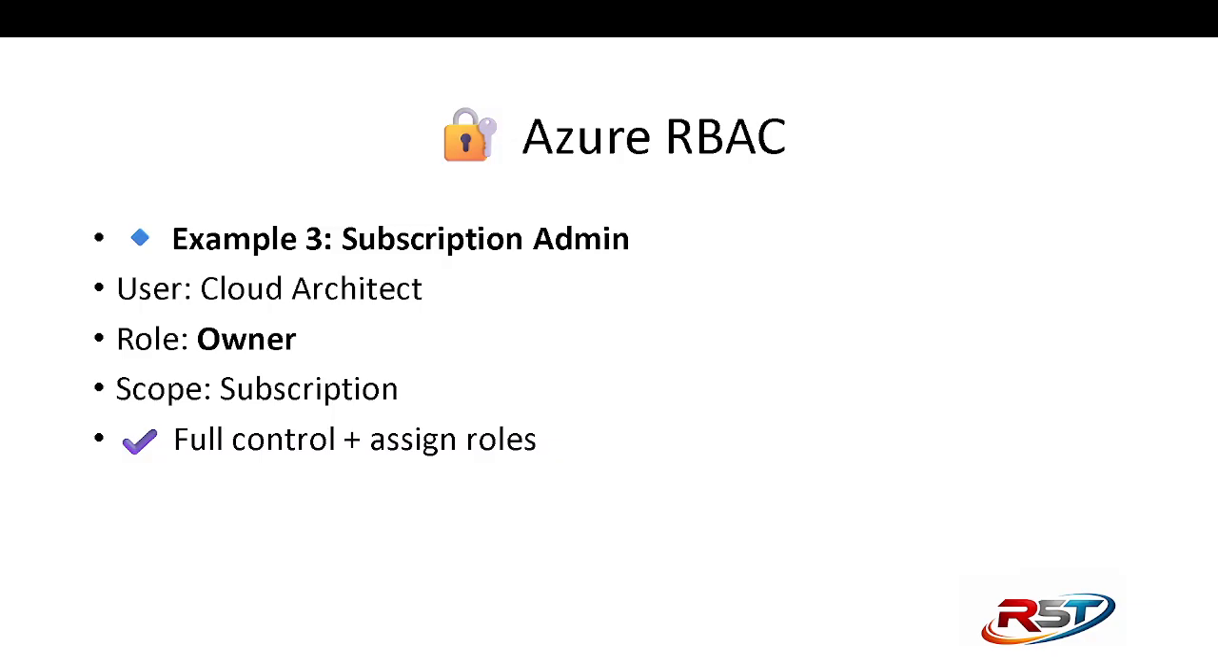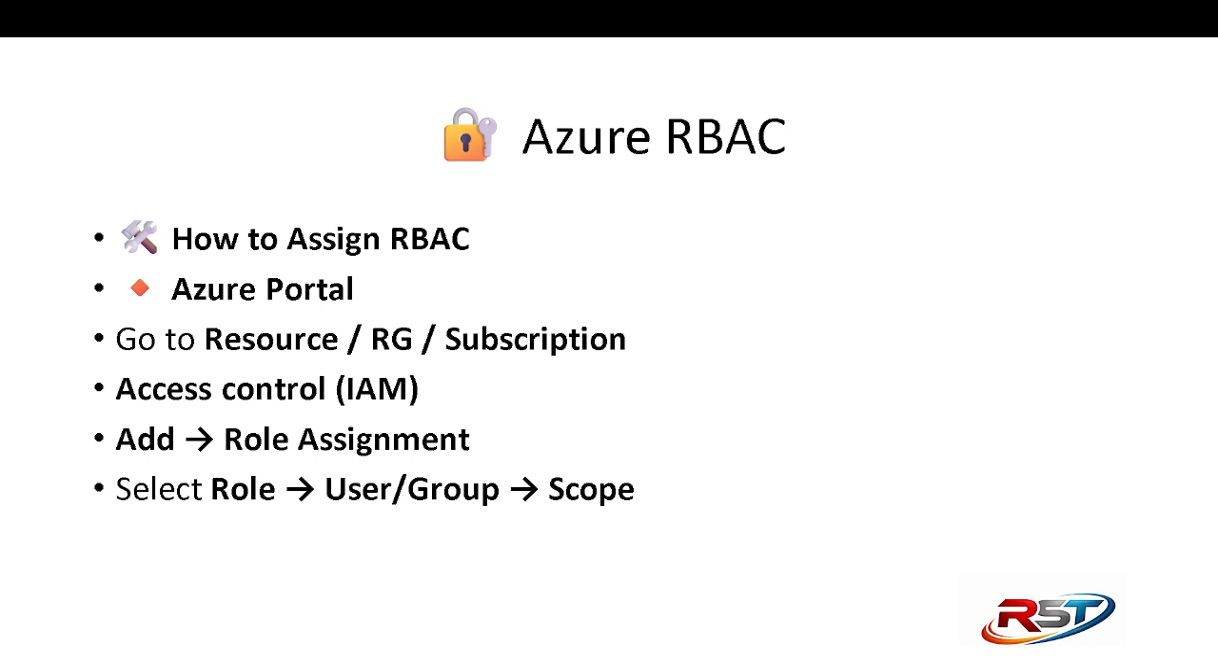So scope, subscription. So we are selecting subscription. Whichever subscription, like the subscription name, we can select. And when you provide the owner role to that cloud architect, that is the username, right? So you get full control plus assign roles. So you can get full access, plus you can assign roles. So owner role is the full access role.